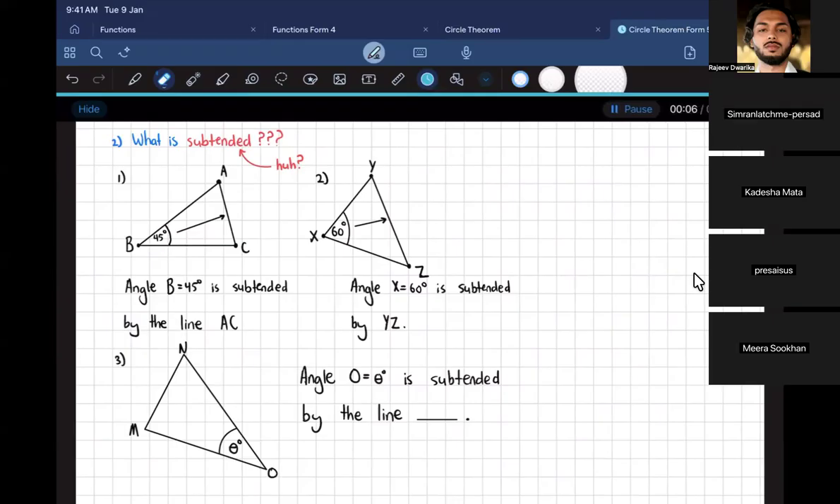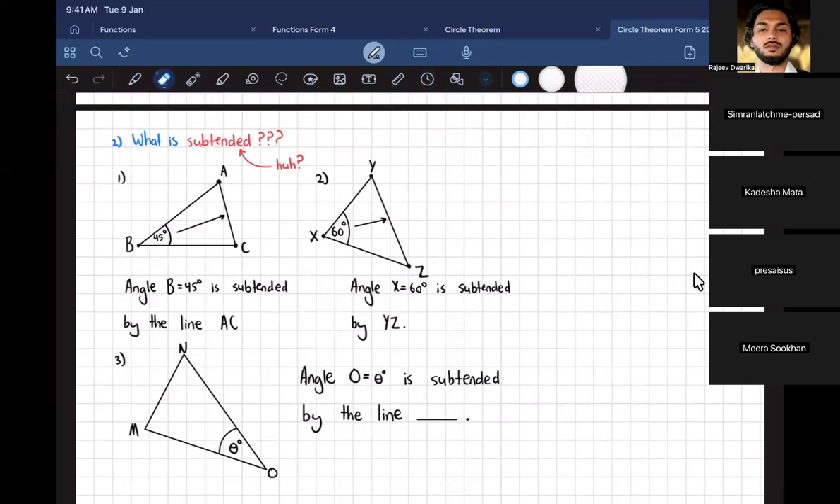That's okay. I think most people guess it. Jira, you understand why it's MN? Yes. All right. Joshua, tell me if you understand why we are saying it's MN.